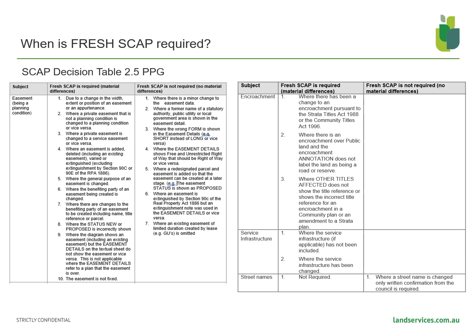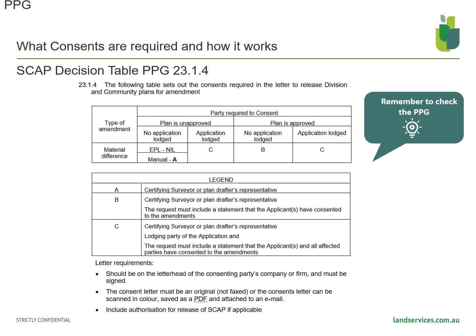These are some excerpts from the Plan Presentation Guidelines, and surveyors should refer to this checklist to ascertain if and when a fresh SCAP is required. In the PPG, the SCAP decision table outlines what type of consents are required for Land Services SA to release the SCAP back to the State Planning Commission for reissue when requested. This table describes the different scenarios where we need to supply a letter of consent on letterheads from either the surveyor or the lodging party, and the letters require a statement that the applicants have consented to the changes.